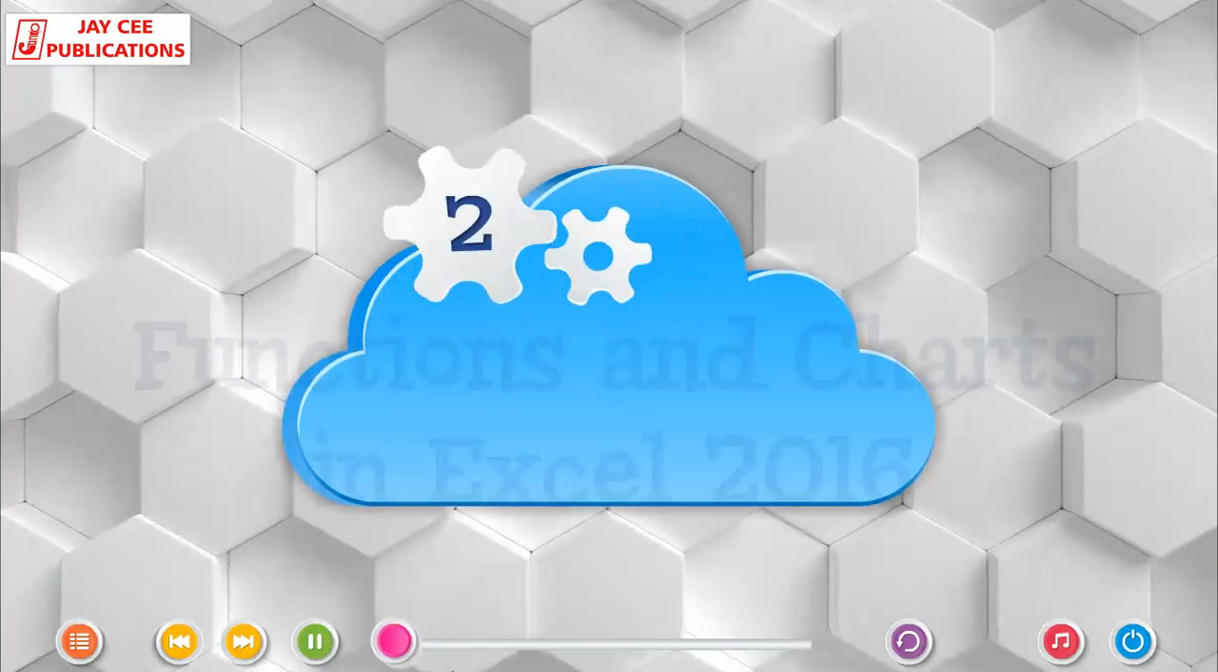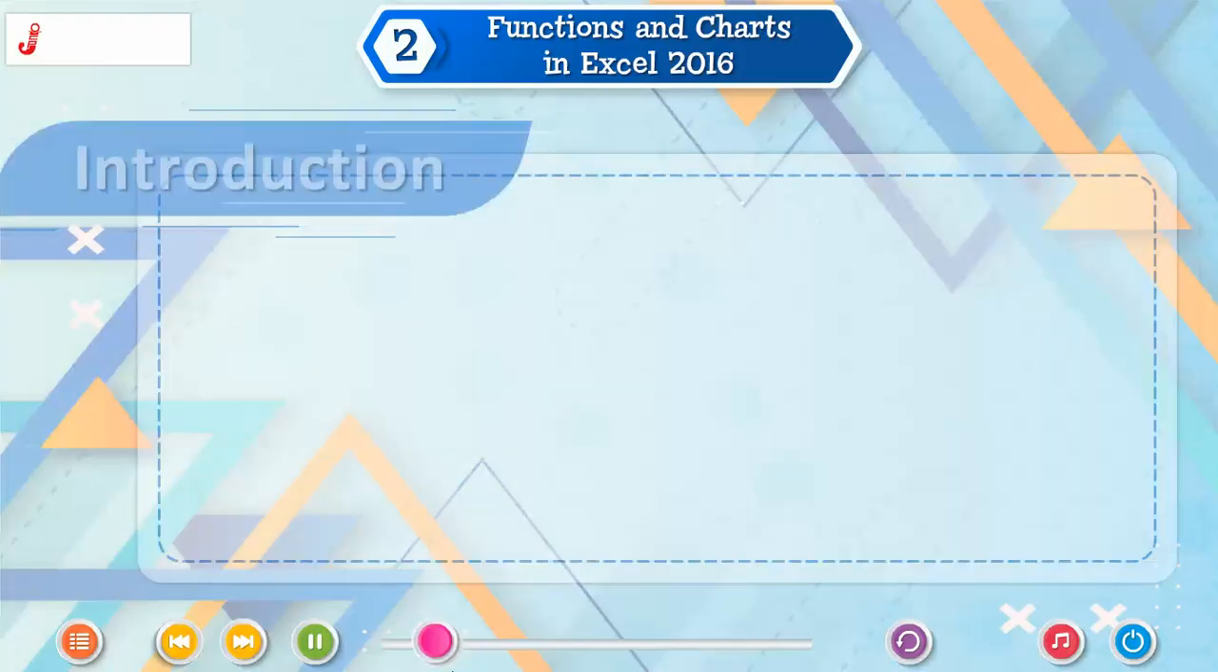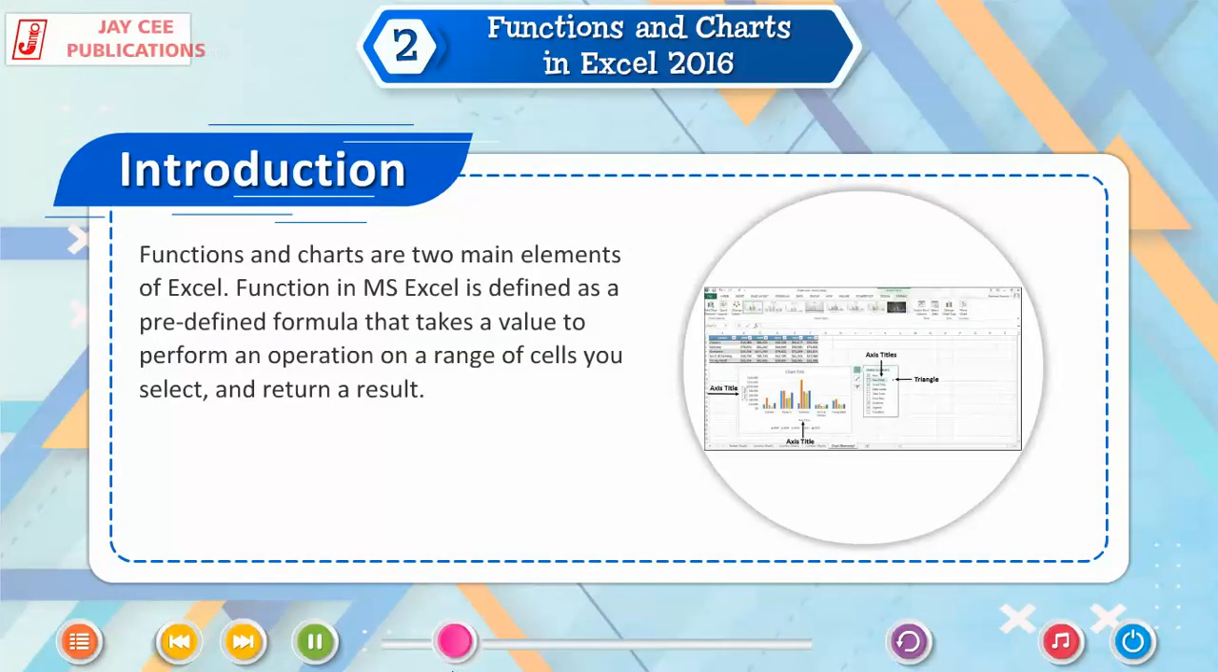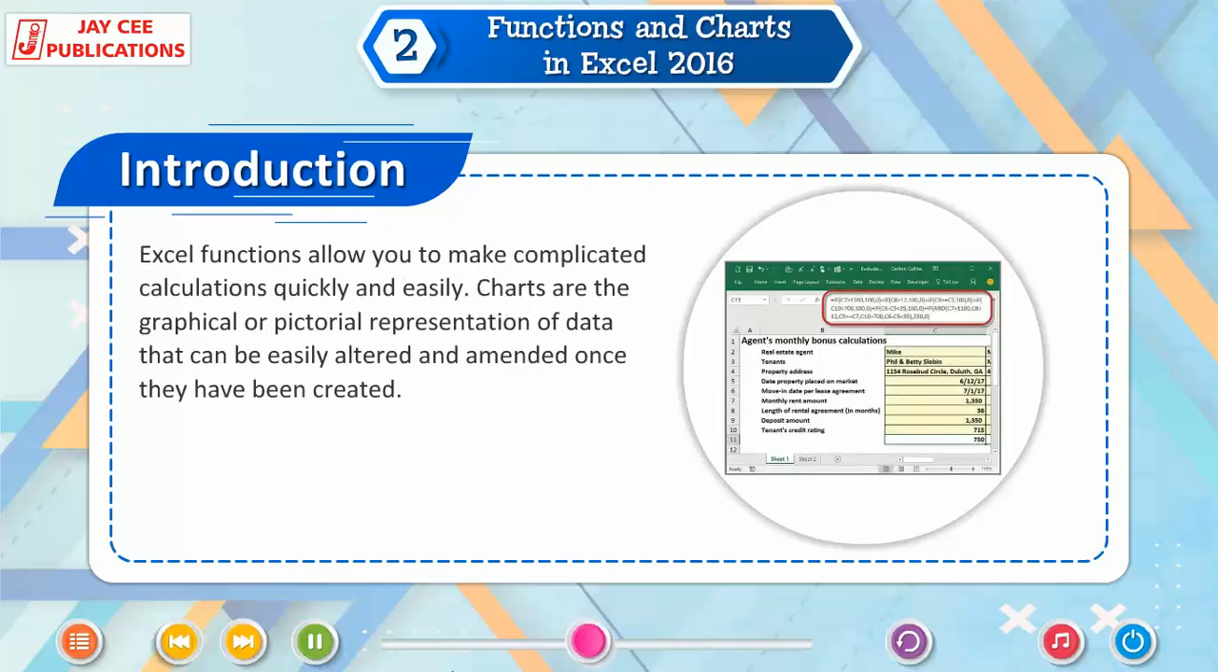Lesson 2. Functions and Charts in Excel 2016. Introduction. Functions and charts are two main elements of Excel. A function in MS Excel is defined as a predefined formula that takes a value to perform an operation on a range of cells you select and returns a result. Excel functions allow you to make complicated calculations quickly and easily.